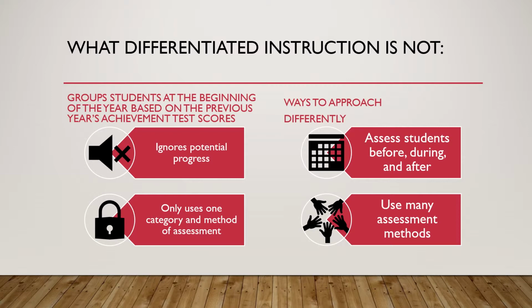And the other reason this is not the best way is that it's only using one category in assessing your students. So you're just using test scores, which is an okay component to take into consideration, but not a good way to assess a whole year. The way to approach that differently is to have your students constantly assessed, with ongoing assessment. You want to assess before, during, and after, and use very many methods of assessing your students to keep them engaged, keep things fresh, and make sure everyone's understanding.